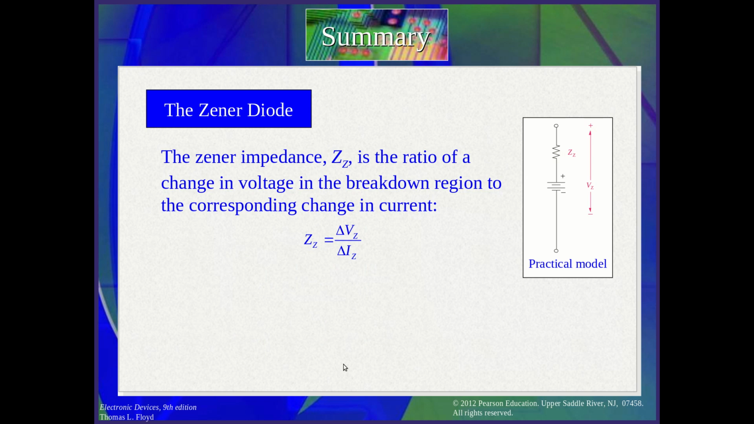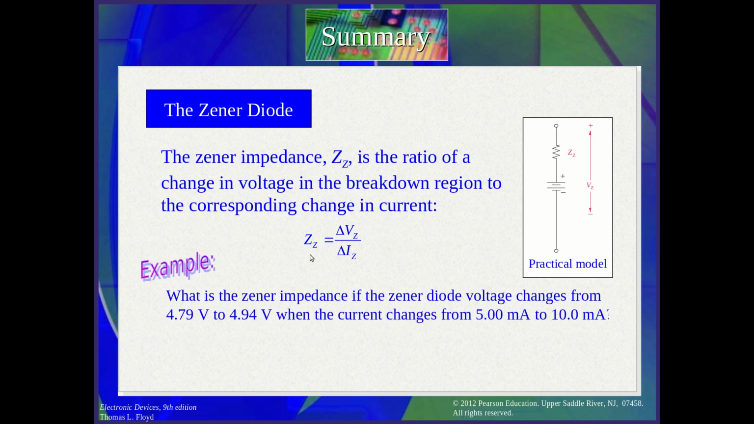Now, as I said, there is some internal resistance. We call it impedance, the Zener impedance, ZZ. This is the ratio of the change in the voltage to the corresponding change in the current. This is the Zener diode.